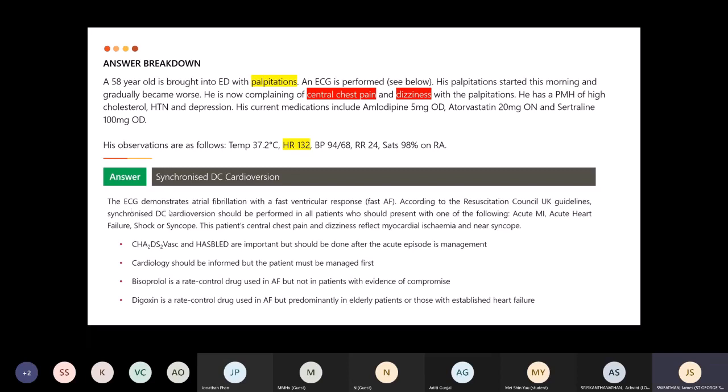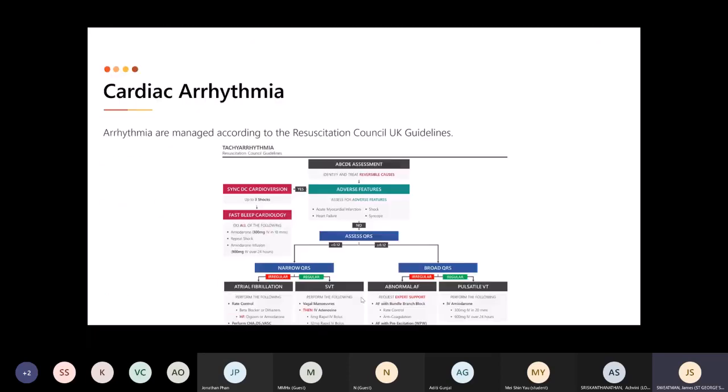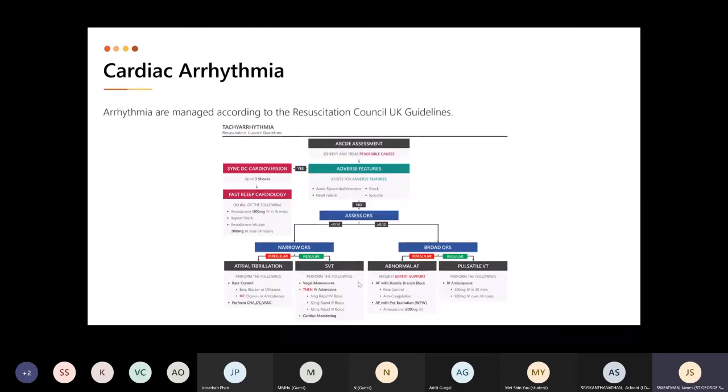Bisoprolol, a rate control drug, is often first line in AF, but not in patients who've got compromise. Digoxin, again a rate control drug, is used in AF predominantly in the elderly or those with heart failure. And it's not always great. Digoxin is a bit problematic.